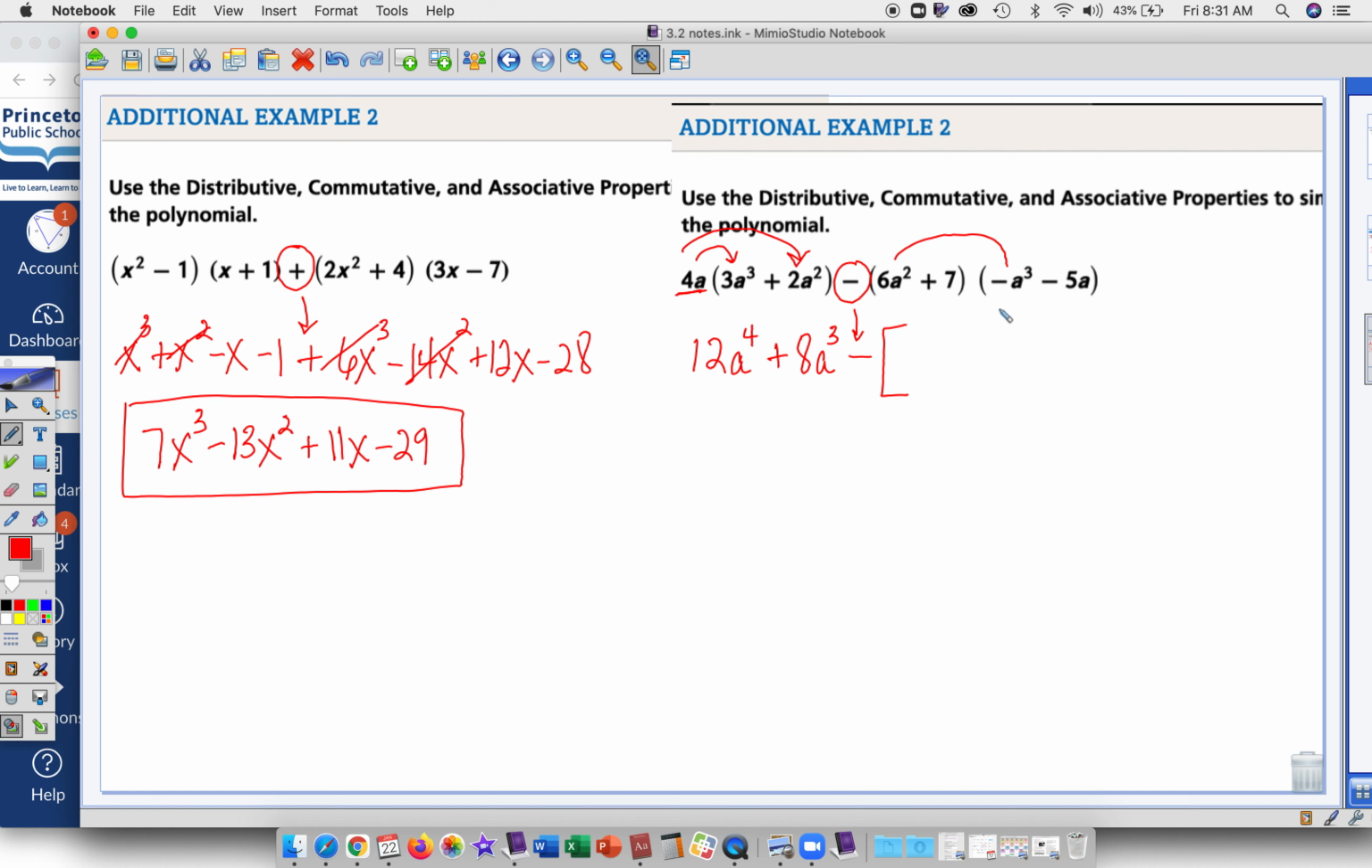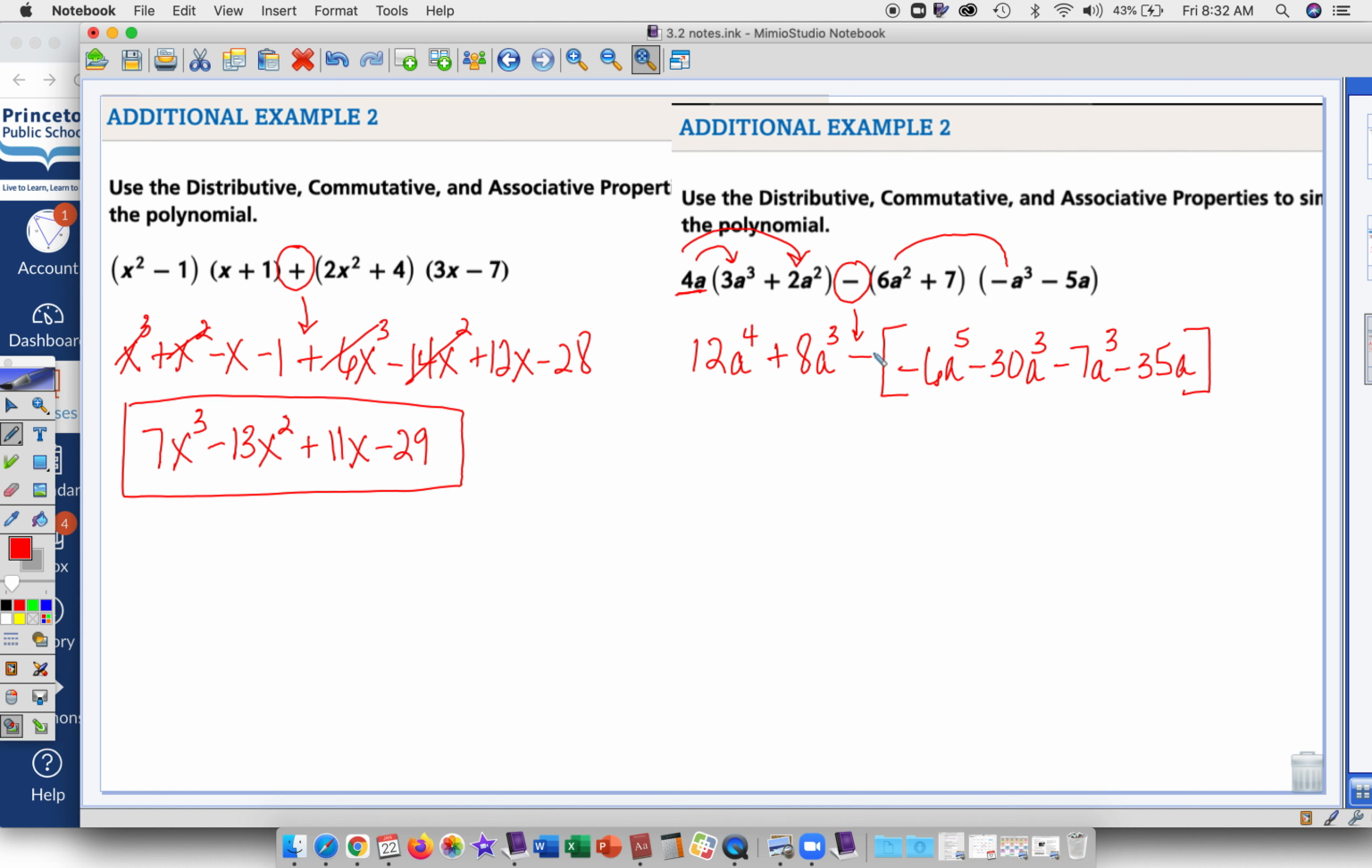So it's 6a squared times negative a cubed. So that's a minus 6. Add the exponents. A to the fifth. 6a squared times minus 5a. So that's a negative 30. A to the third power. Now I'm going to distribute the 7. So 7 times negative a cubed is negative 7a cubed, and 7 times negative 5a is a negative 35a.